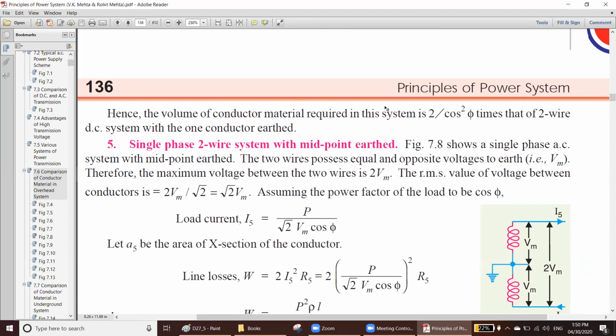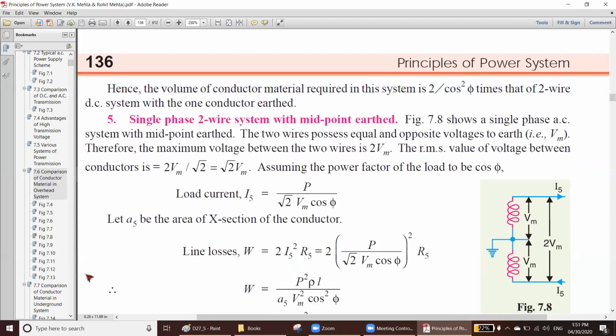One important observation here is that cos square phi is also important. That means your power factor is also important. If your power factor is small, you need more volume, more conductor. That's why you should try to make your power factor as big as possible. That will save some conductor material, meaning you can use a thinner, smaller conductor. And this one will be 3-phase 3-wire. We do not need this single phase 2-wire.